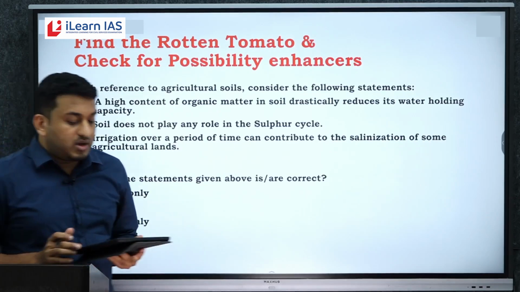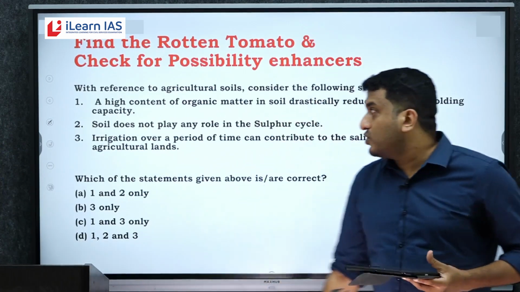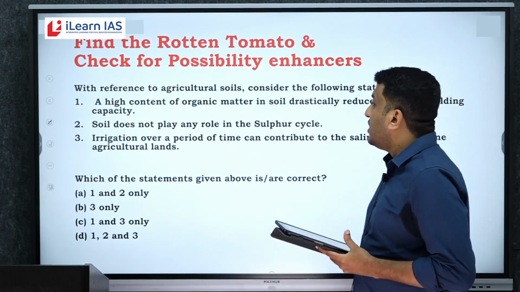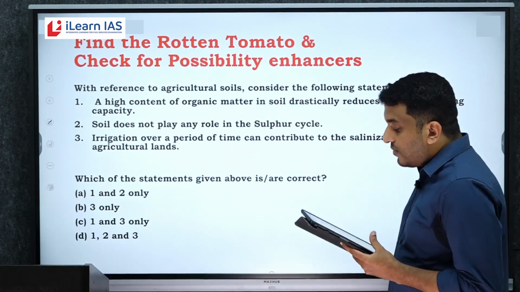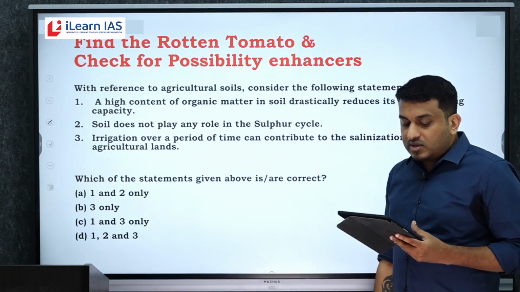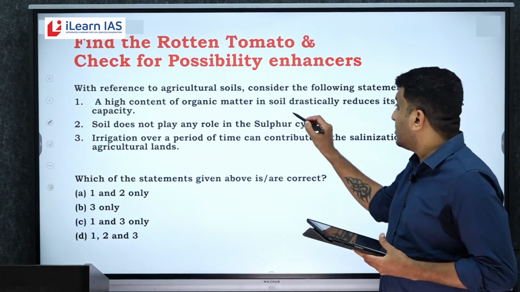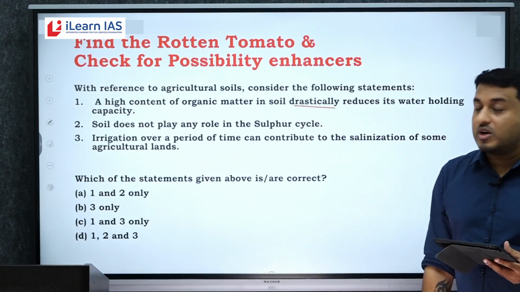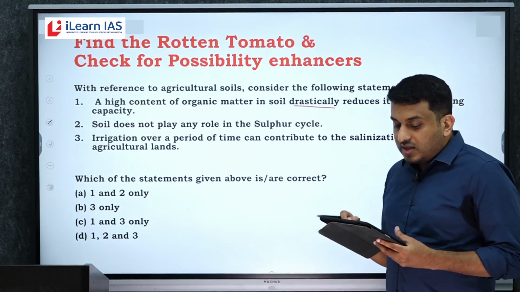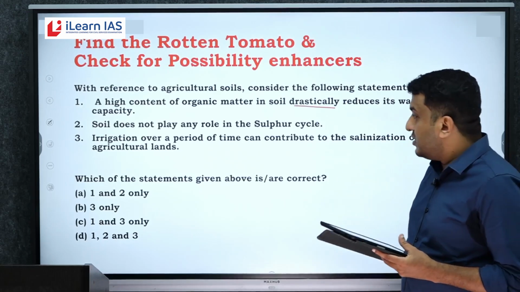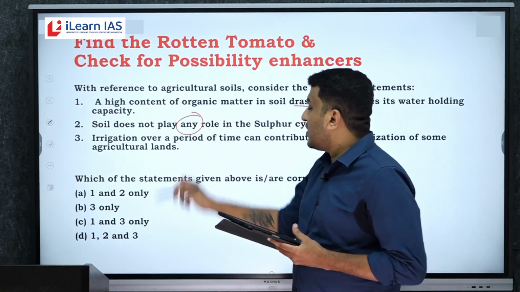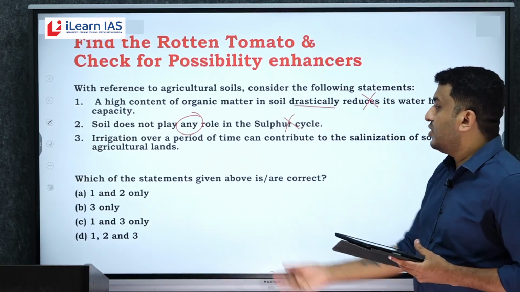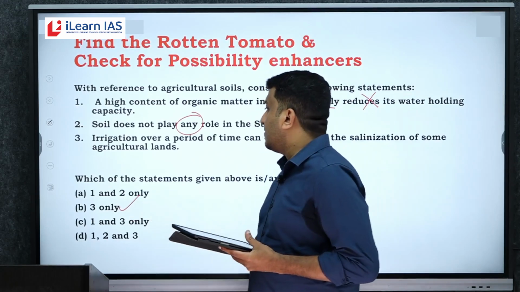If I talk about this particular question, with reference to agricultural soil, consider the following statements. A high content of organic matter in soil drastically reduces its water holding capacity. So see, drastically, it is again a rotten tomato. Soil does not play any role in the sulfur cycle, any role. So you can eliminate 1, you can eliminate 2. What is the answer? Answer is 3 only.